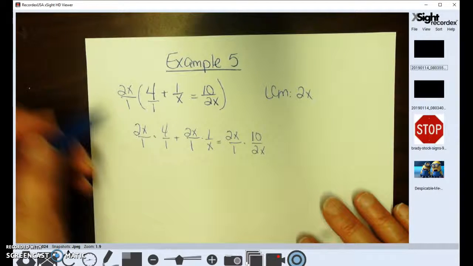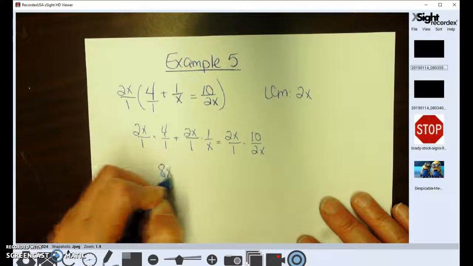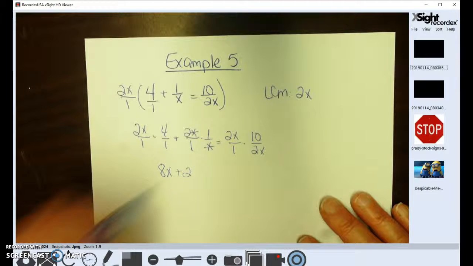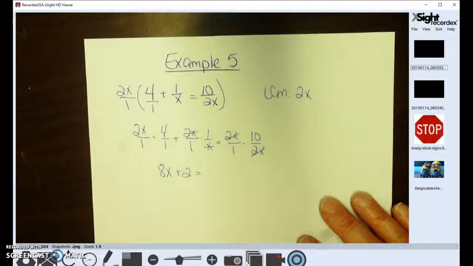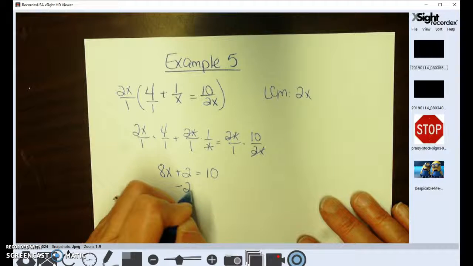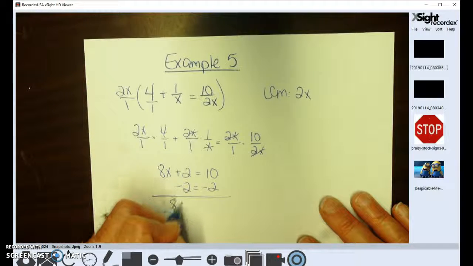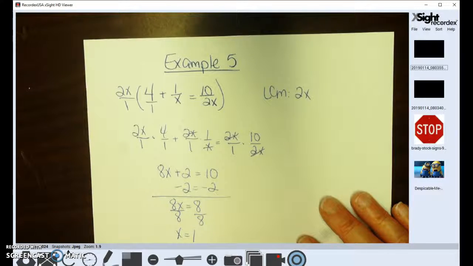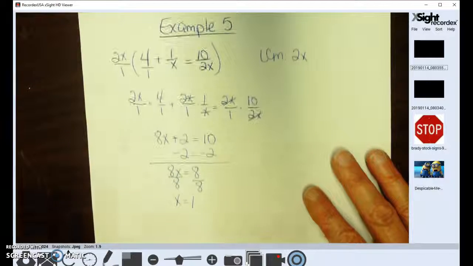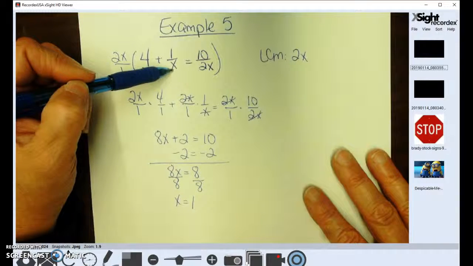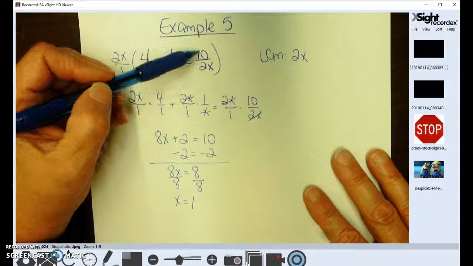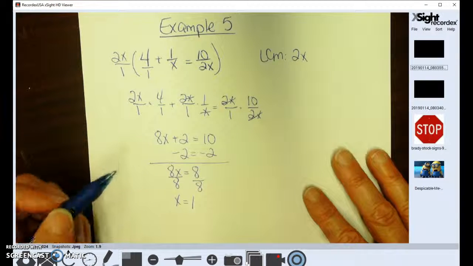And let's just cancel what we can. Well, nothing here, so that gives me 8x. This x is going to cancel that, so I get 2 times 1, so plus 2. This 2x cancels that 2x, so I have just 10 left. Okay, well, subtract 2 from both sides. 8x equals 8. Divide both sides by 8. X equals 1. Let's go back up and check it. This will give me 1. So I'd have 4 plus 1, which is 5. This would give me 2 times 1, which is 2. 10 divided by 2 is 5. So that answer works.